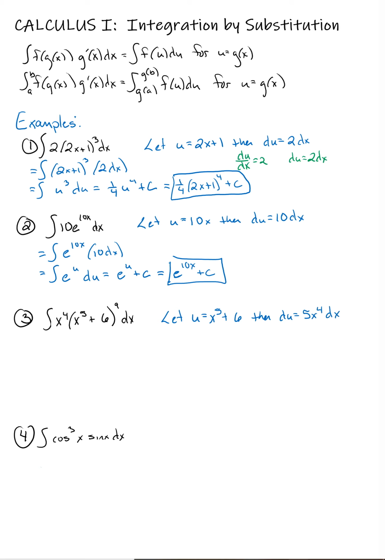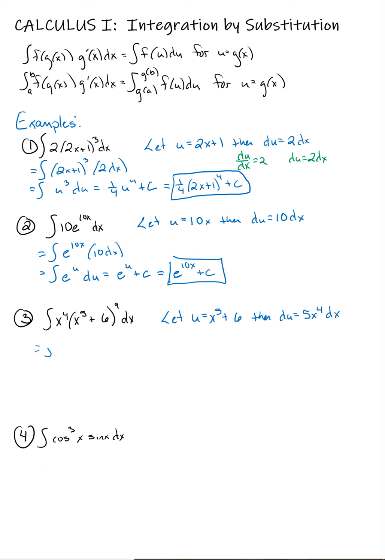All right, so this one's looking a little different. I know with du, I'm going to need the 5x to the 4th dx. I have a dx in the back. I can take this x to the 4th back there, but I don't have the 5. So let's talk about how to get that.